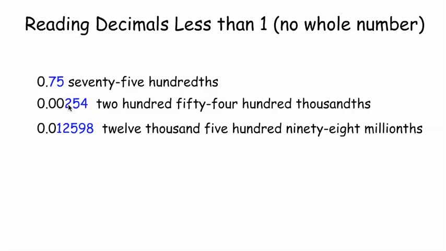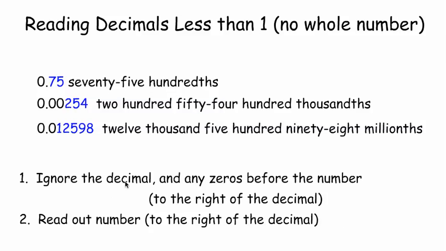So that's tenths, hundredths, thousandths, 10 thousandths, 100 thousandths. So 254 hundred thousandths. Here, ignore the decimal place and any zeros that come before the number. So that is 12,598, and then we read the last decimal place, which is tenths, hundredths, thousandths, 10 thousandths, 100 thousandths, millionths. So 12,598 millionths.